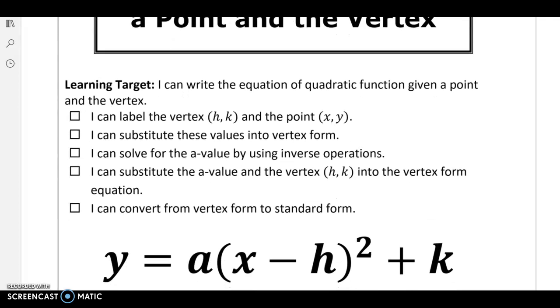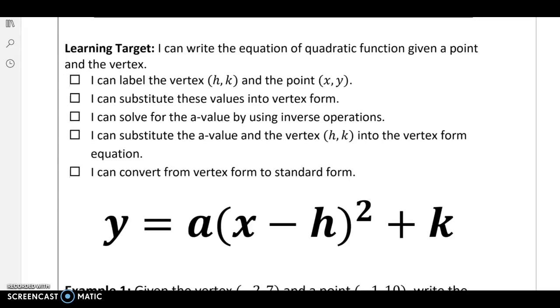So once again, we're writing an equation, and you can see here's vertex form below that we're going to be using during this lesson. We need to know what the vertex is and a point. Notice here that it lets you know that the h and the k that are in the equation are the vertex. And then we are also going to plug in a point as well.